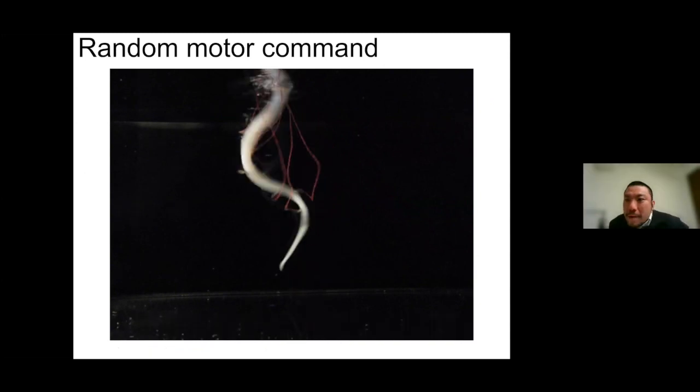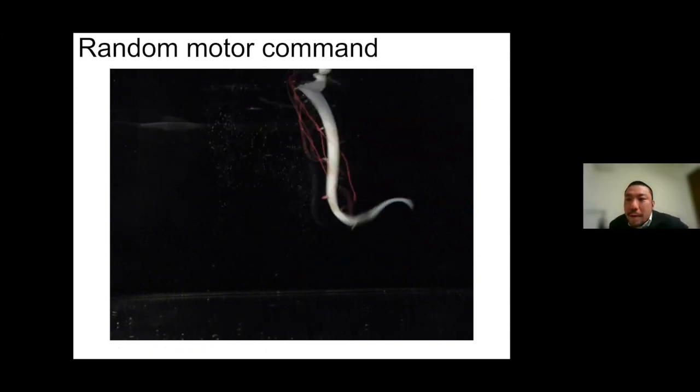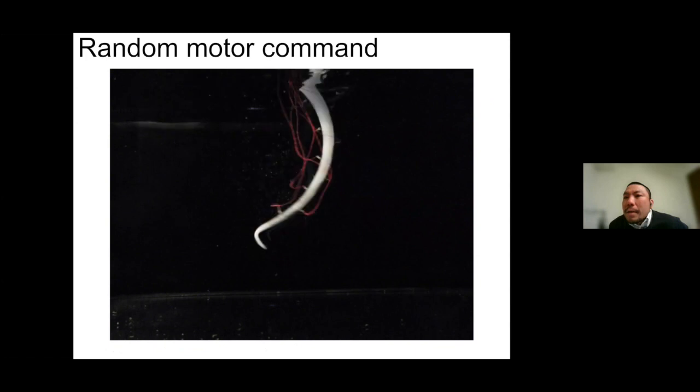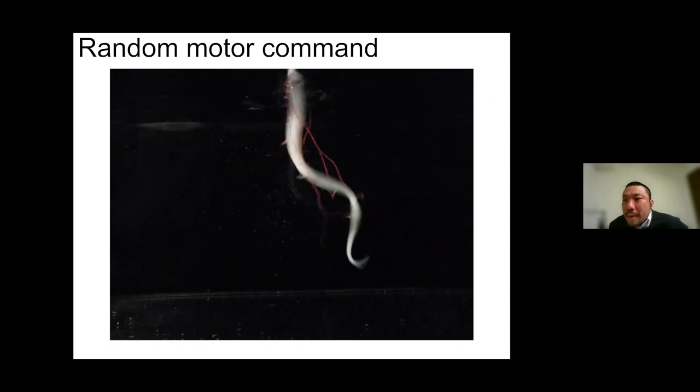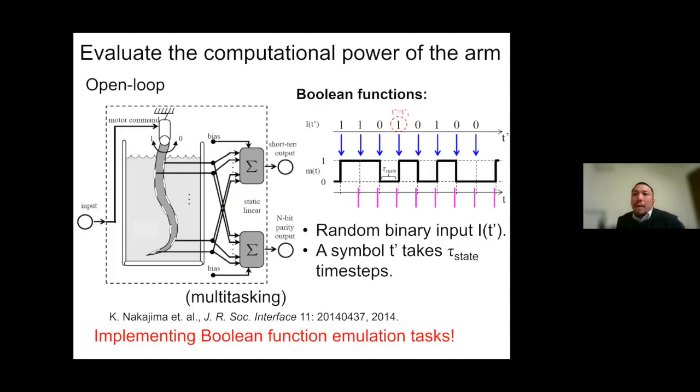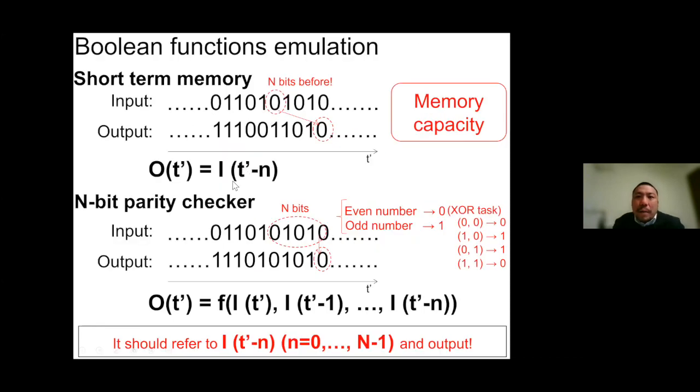And we came back to the first slide. So we are now injecting the random binary motor command as an input. And this one is the reservoir. We're going to use this dynamics as a reservoir. And here we set some multitasking condition. So we inject this binary input stream, and we want to emulate several Boolean functions. We tested two types of Boolean function.